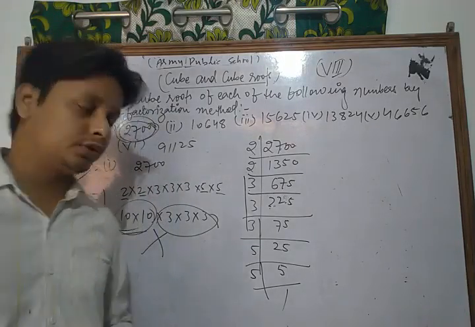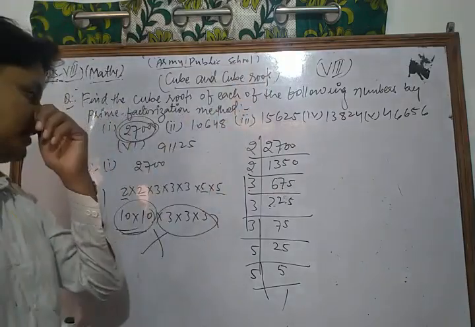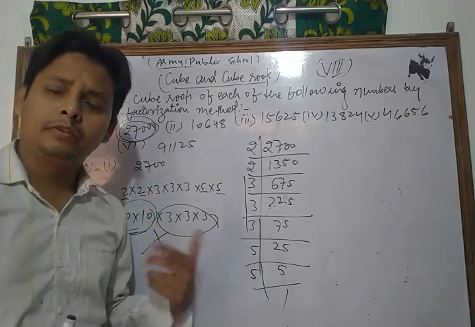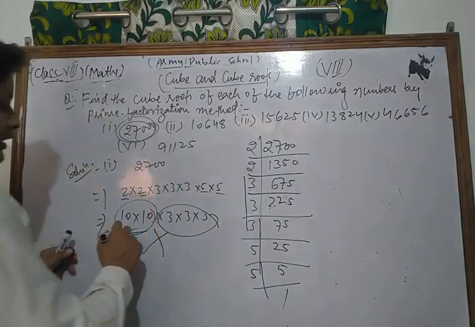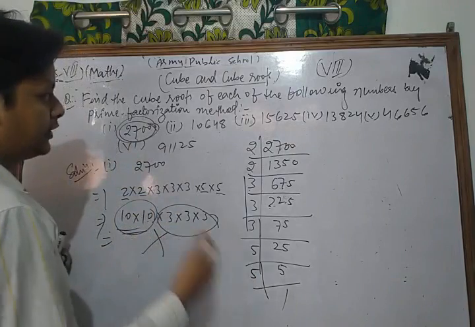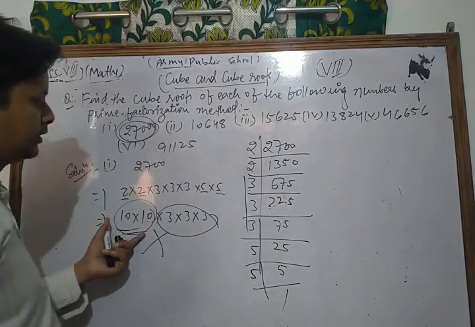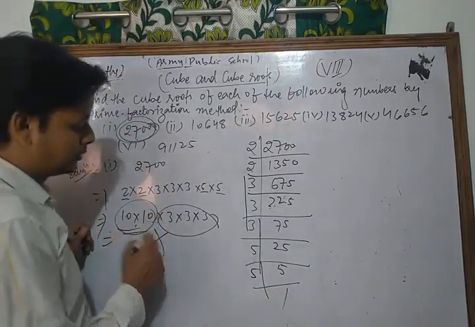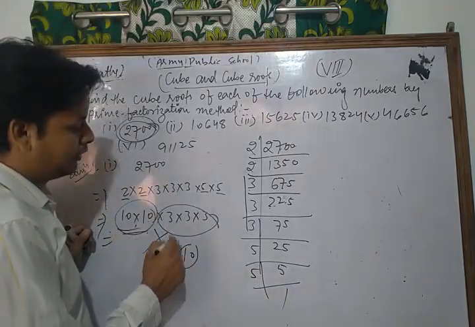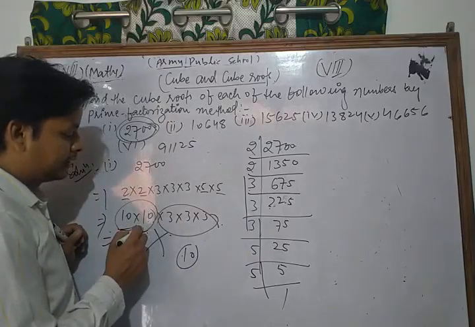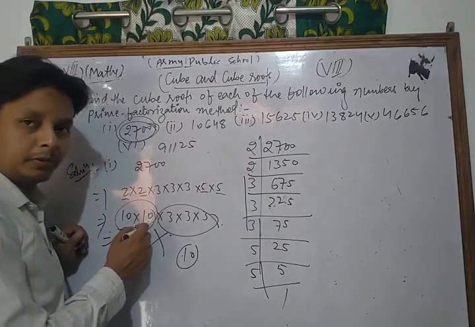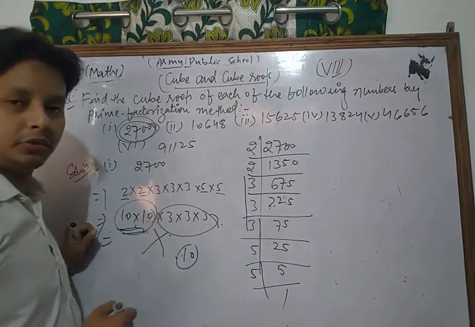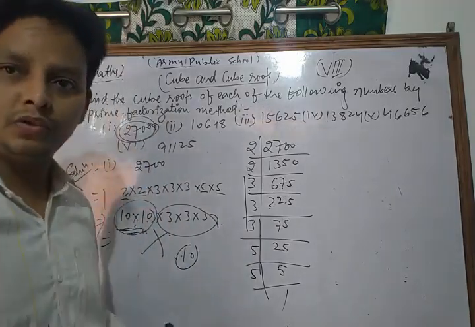And if I ask the question, by what number must it be multiplied so that the resulting number is a perfect cube, then the smallest number is 10, because if we multiply by 10, then the factors also form groups of triplets. So the resulting number is a perfect cube. In this way we solve this type of question.